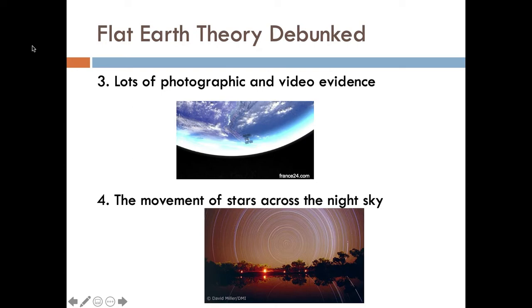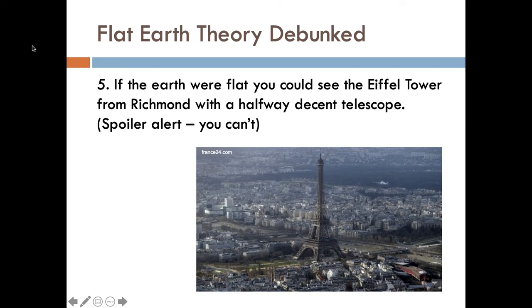Another way that shows the Earth is round is the movement of stars across the night sky. They all spiral around the North Star, and that's because of the spinning of the Earth. And this bottom picture is a time-lapse camera of stars moving across the sky due to the spinning Earth. And think about it. If the Earth were truly flat, if you had a powerful telescope, you could see the other side of the ocean, but you can't.